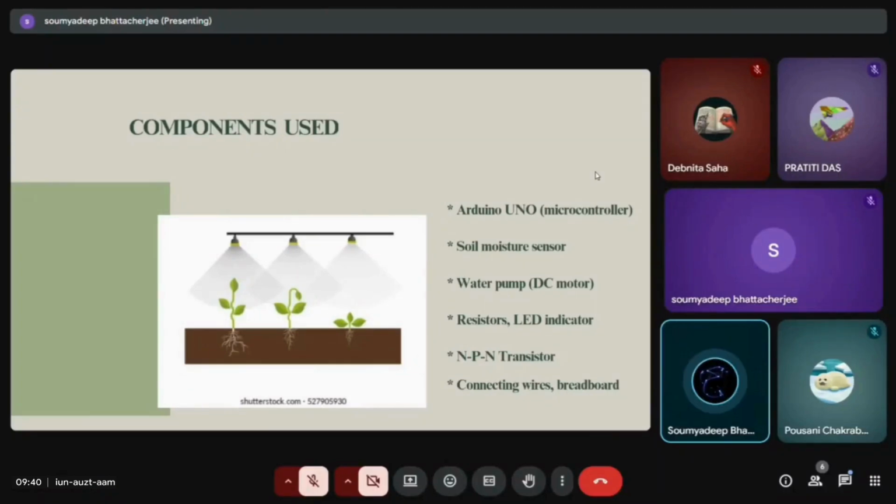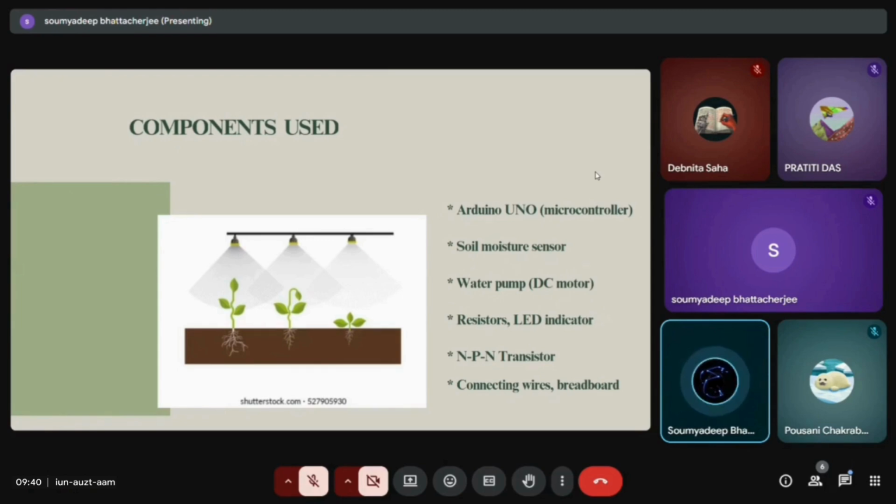Thank you, Pratiti. So let's dedicate some serious time to the foundation of our project, the hardware components. Every successful system begins with selecting the right parts, and understanding their individual roles is crucial to troubleshooting and scaling these designs. At the absolute core, we have the Arduino Uno microcontroller. It is the central processing unit, the brain, responsible for executing our code and managing the entire cycle.